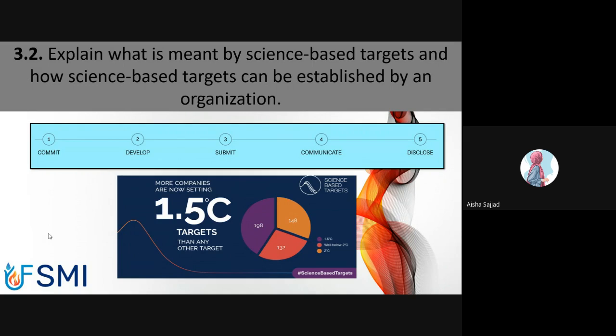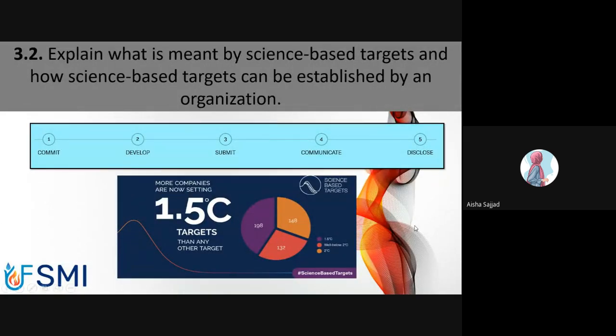And then, after that plan has been passed by SBTI, you are allowed to communicate it to your stakeholders, or any partners that you have, on how you want to keep this target for yourself and how you want to achieve it. And afterwards, this plan will be disclosed as to whether you were able to achieve this target or not.